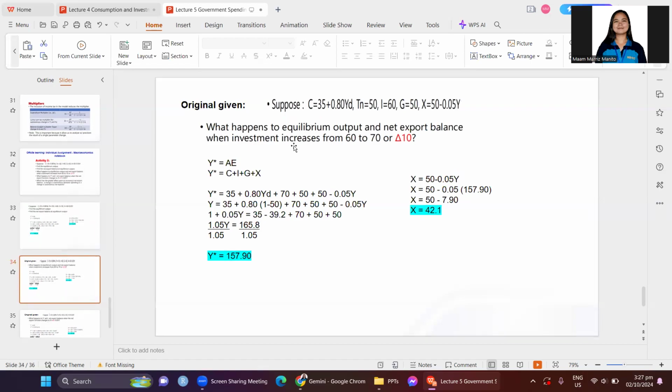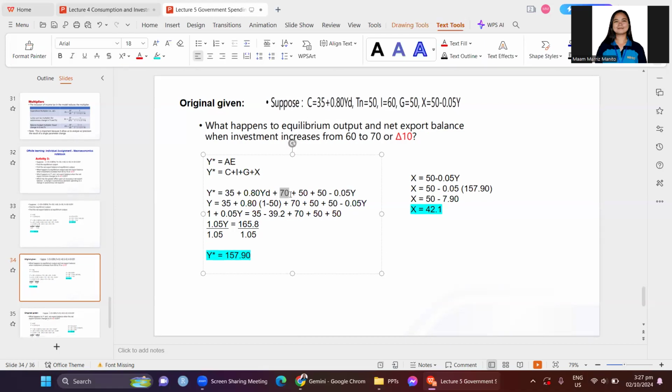Next question, what happens to equilibrium output and export balance when investment increases from 60 to 70? So the investment will be changed to 70. What will happen? So we will be just doing the same thing that we've done, same formula, but we'll just change the value of investment from 60 to 70. And then we'll come up with 157.90.